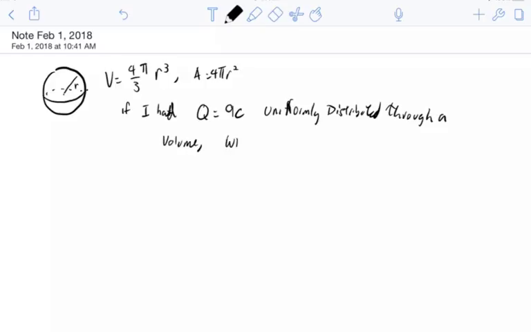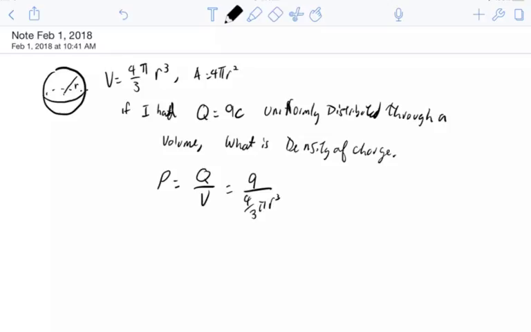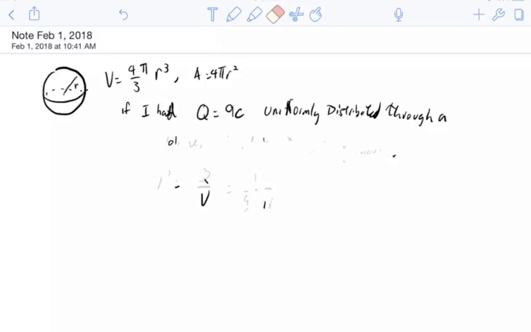what is the density of charge? Well, if it's uniformly distributed, then it's charge per volume, which is Q divided by volume. So that would be 9 over 4/3πr³. If, on the other hand, it was uniformly distributed over the surface, the charge density would be the letter sigma, which is 9 over 4πr² instead of the 4/3πr³. Okay.